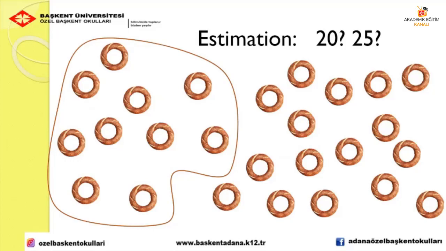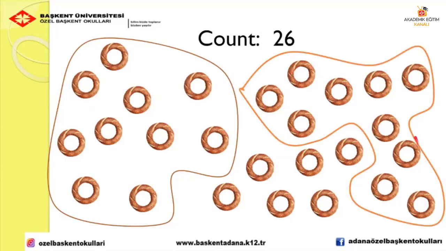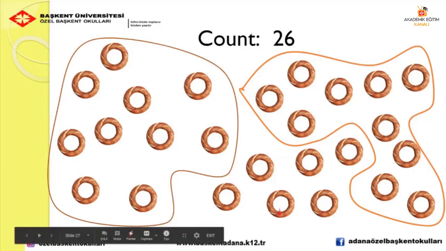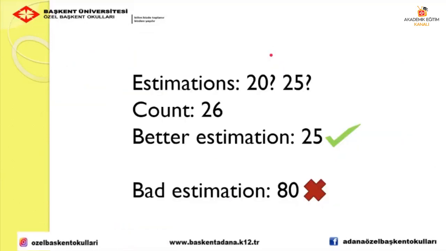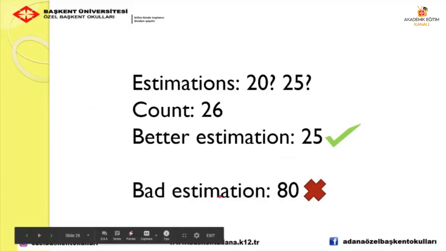Let's count them. This is another group of 10 simites. 10 plus 10 is 20, 21, 22, 23, 24, 25, and 26. The count is 26 simites. I estimated there could be 20 or 25, but the count is 26. The better estimation is 25. 80 is a bad estimation because 80 is far from 26.